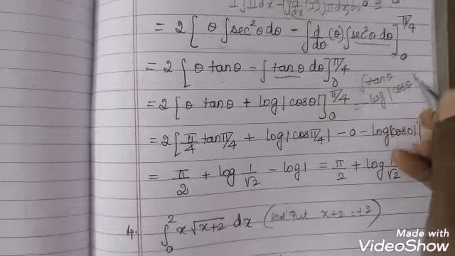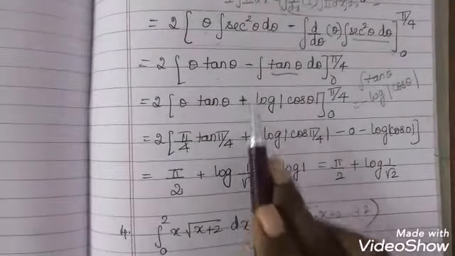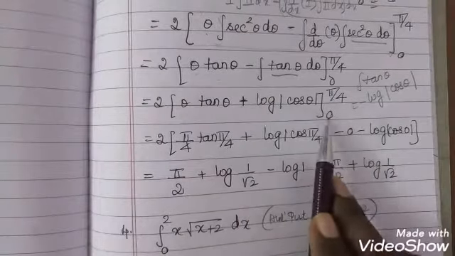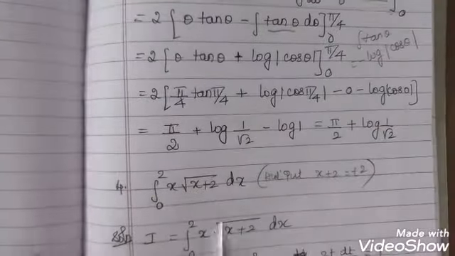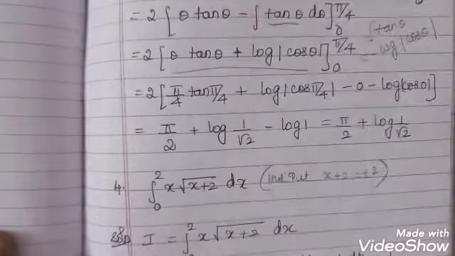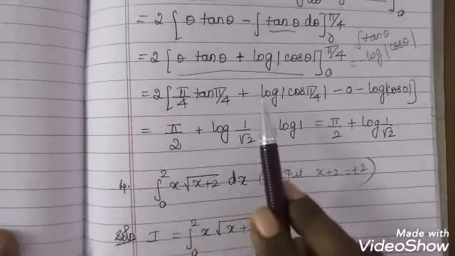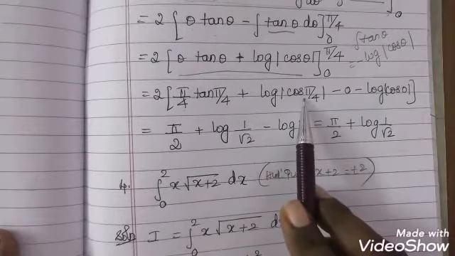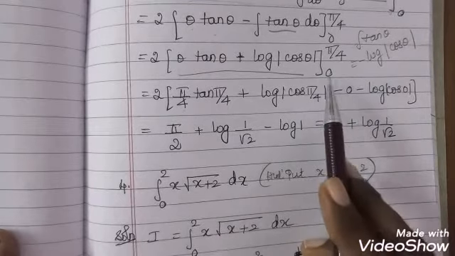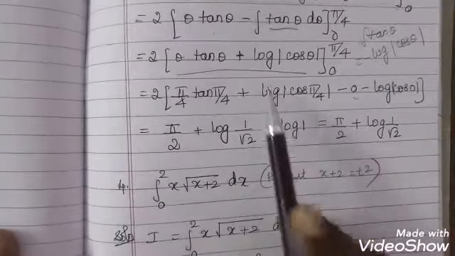It's nothing but equal to minus log of mod cos theta. This is the formula. So you will have it as plus log of mod cos theta over the limit 0 to pi by 4. So I will just substitute the upper limit. Now all integration is over, I can substitute the limit: 2 into pi by 4 tan pi by 4 plus log mod cos pi by 4, minus the lower limit. Don't forget the lower limit here, minus 0, and here minus the lower limit.